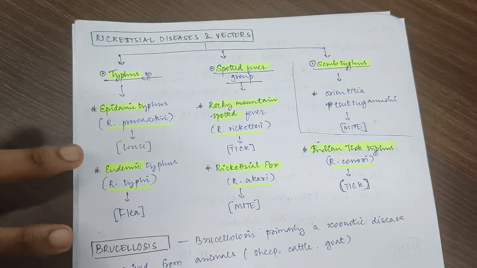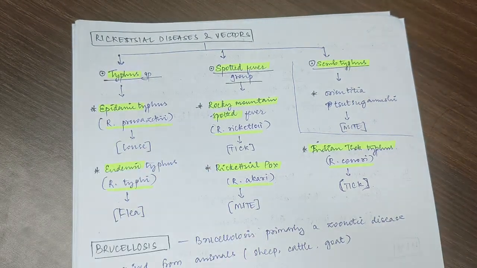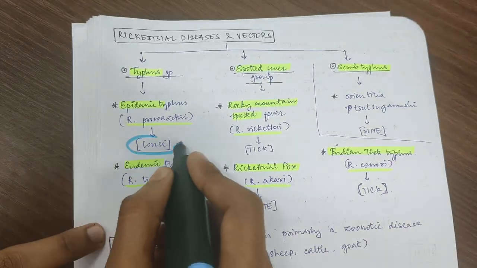So we are going to see the vectors now. So epidemic, it is louse. Okay, epidemic we are going to see louse.